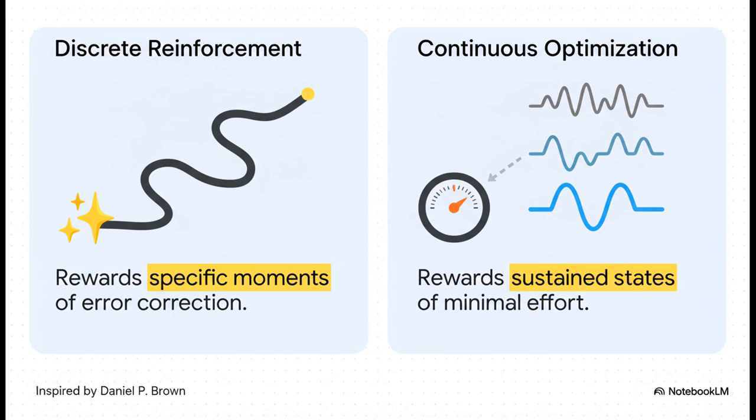All right, so here they are, our two fundamental architectures. On one side, you've got discrete reinforcement. Think of this like getting a little gold star for a specific correct action. And on the other side, we have continuous optimization. This is more like tuning an old school radio dial, you know? You're constantly making tiny adjustments to find the clearest, most efficient signal.